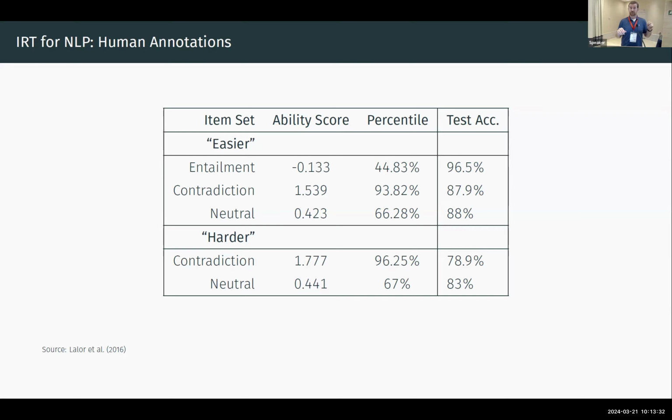Now, the second thing is ability is assumed to be unidimensional, and it's assumed to be with regards to a particular skill, right? So if we look at the ability score here, this ability score is with respect to someone's ability to identify that this is an example of entailment, yes or no. The next one is for the ability to identify something as an example of contradiction, yes or no, right?